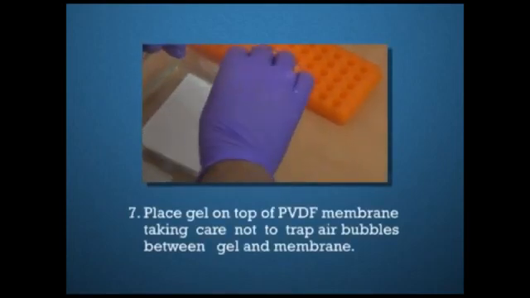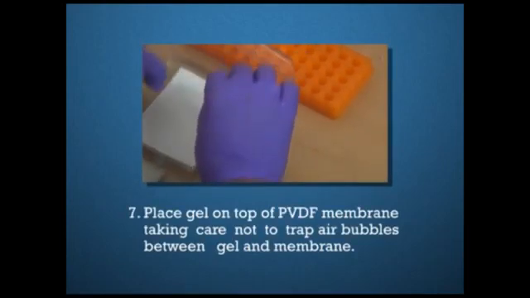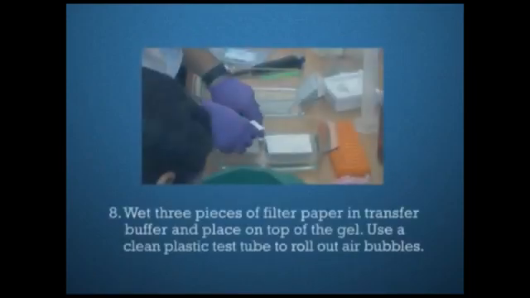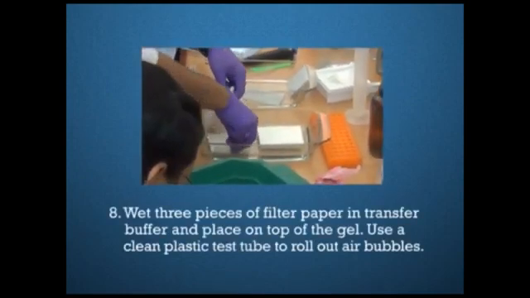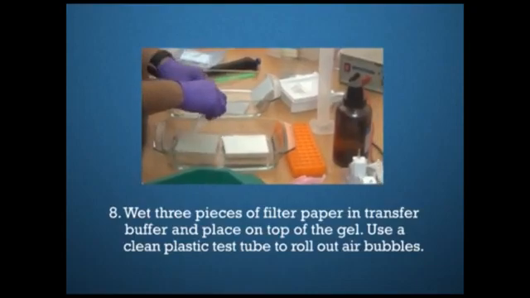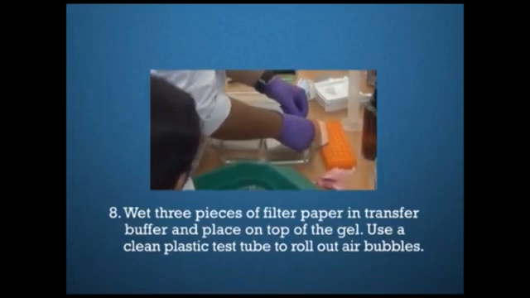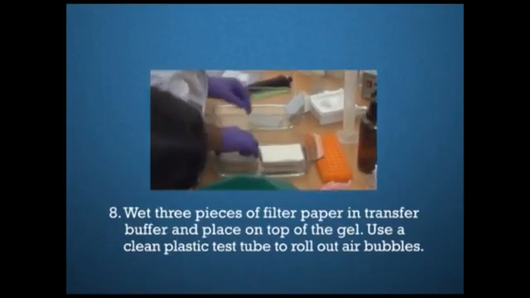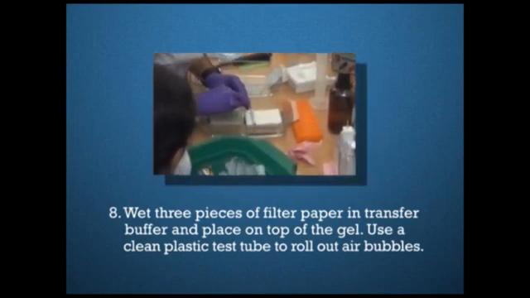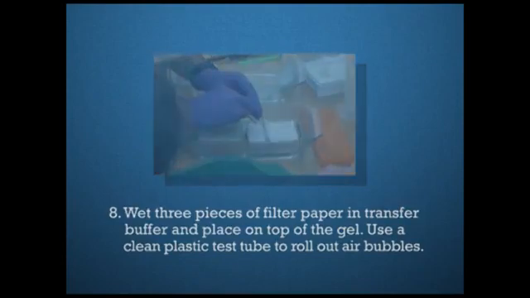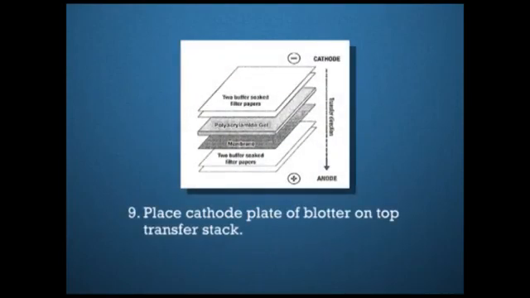In the next step, place gel on top of PVDF membrane, taking care not to trap air bubble between gel and the membrane. After this, wet 3 pieces of filter paper in transfer buffer and place on top of the gel. Use a clean plastic test tube to roll out air bubbles. Next, place cathode plate of blotter on top of the transfer stack.